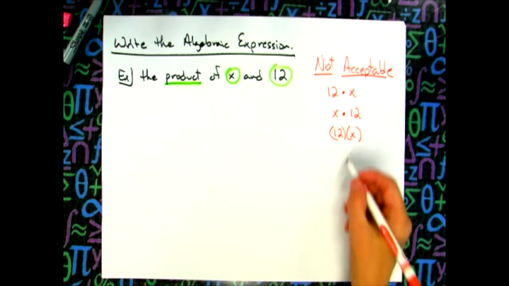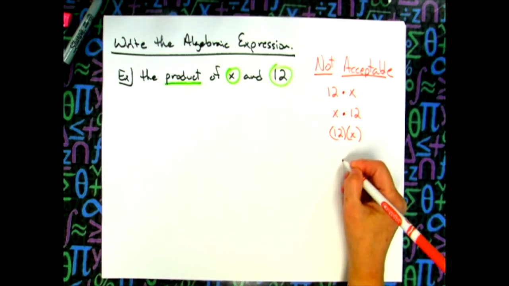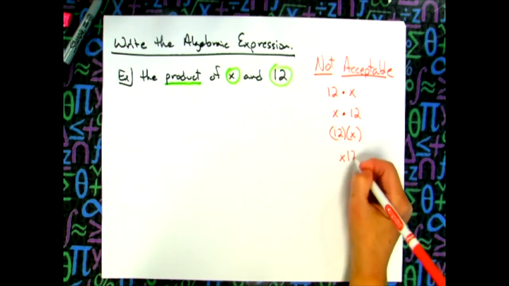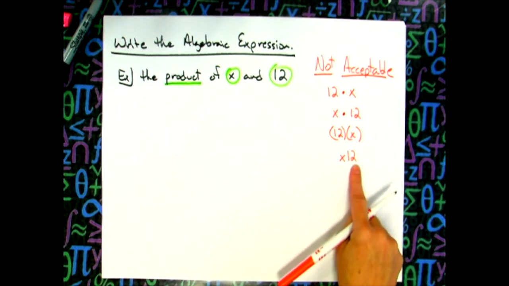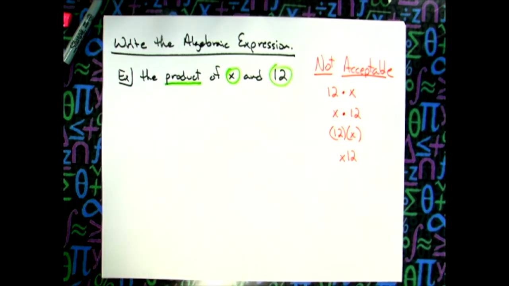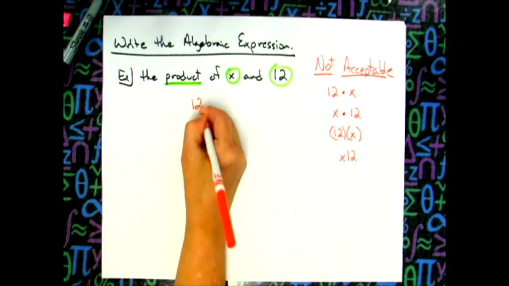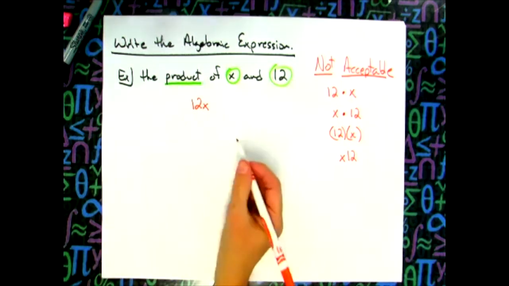I will not let you squish them together. I will not let you write an x and then a 12 afterwards, because we do not put coefficients to the right of variables. So there's only one correct way to write this. The coefficient needs to be in front and it needs to be squished together. So the only right answer is 12x.